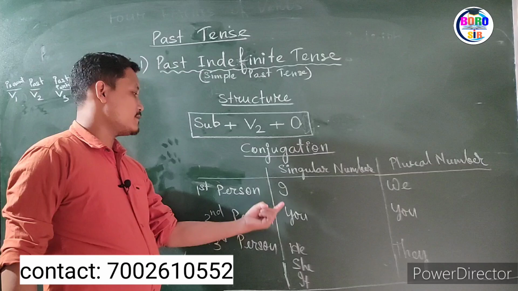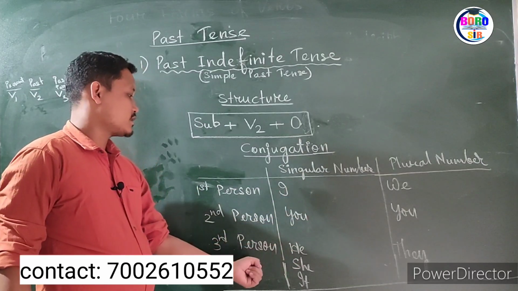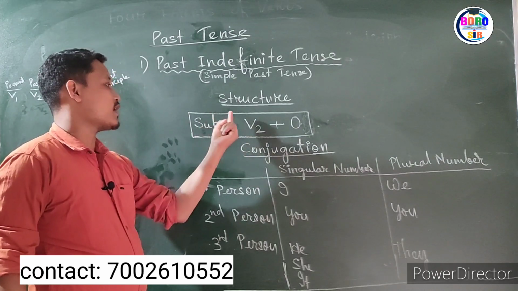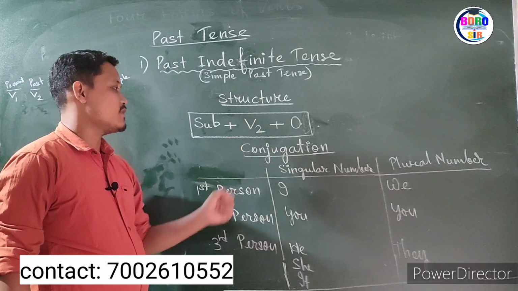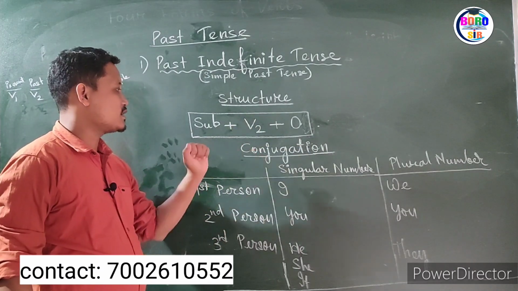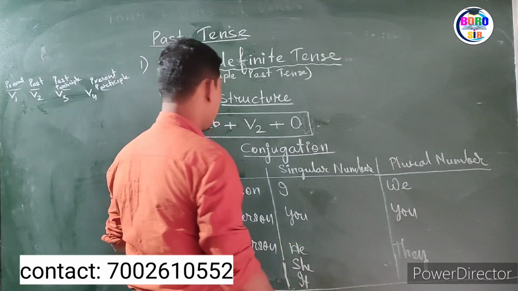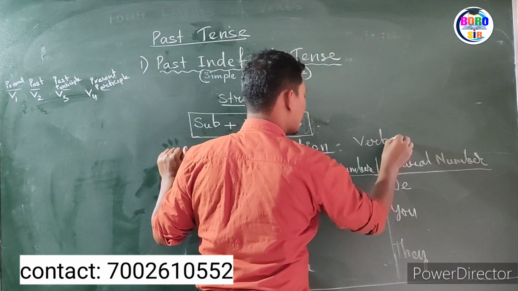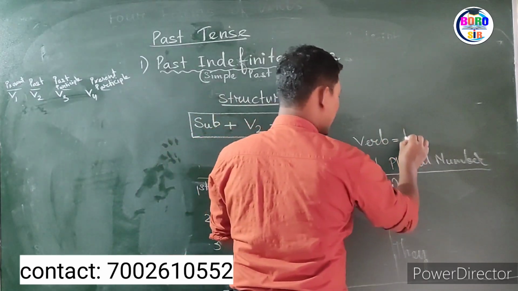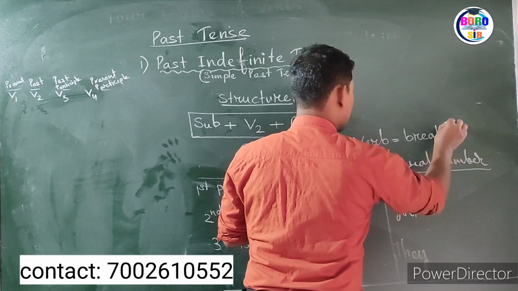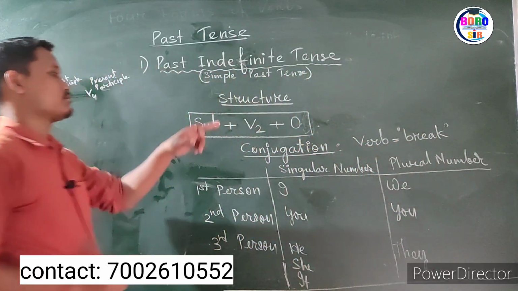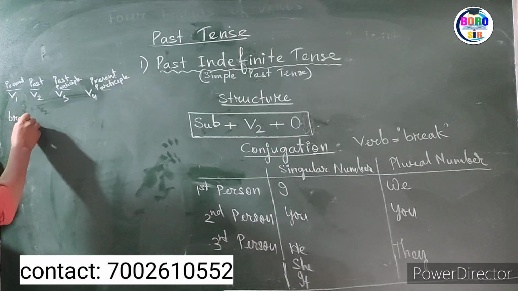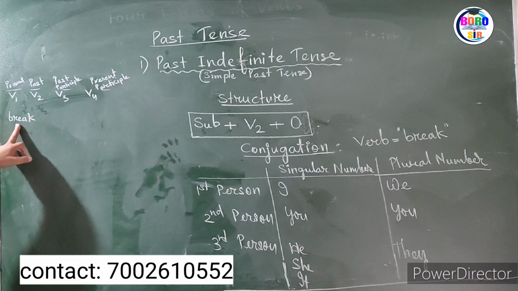So we have written all the subjects here. This is the place of subjects. Now we will write directly the main verb given to us. Now we haven't taken the main verb yet. Suppose the main verb is break. Okay? Break will be in present form. It means it will be in verb number 1.